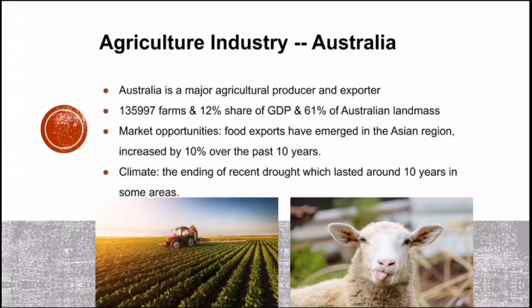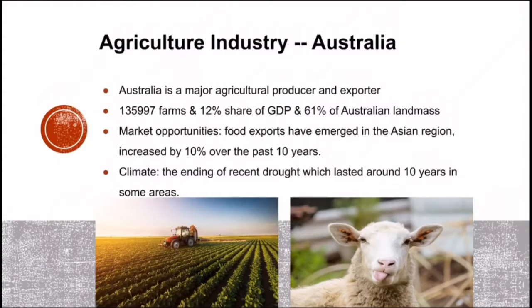One is the market opportunities. Actually, around 70% of Australian farm production is exported. There are strong opportunities for food exports that have emerged in the Asian region, with rising living standards and changes in dietary preferences, which create demand for more food and for a wider variety. For this reason, processed food exports have increased on average by 10% over the past 10 years.